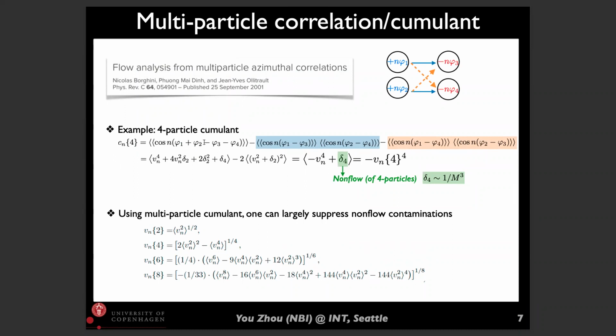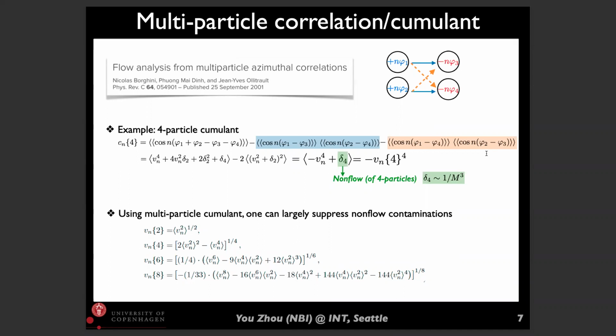But then you can also subtract all the lower order correlations, for example, between phi1, phi3, phi2, phi4, or phi1, phi4, or phi2, phi3. So you subtract all the low order correlations, and what remains is the genuine correlation among 4 particles altogether.